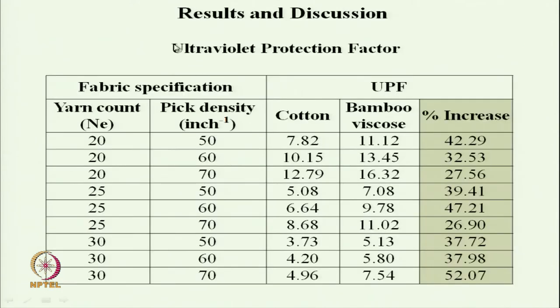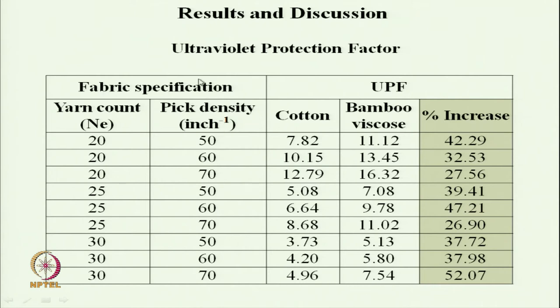Now, here if we see the UPF for both cotton and viscose for different fabrics, yarn count 20, 25, 30 for pick density 50, 60, 70. So, what we have seen here, overall the UPF of viscose is much higher than the cotton. Typically the increase is around say 30-40%, even 50% increase is there as compared to cotton.